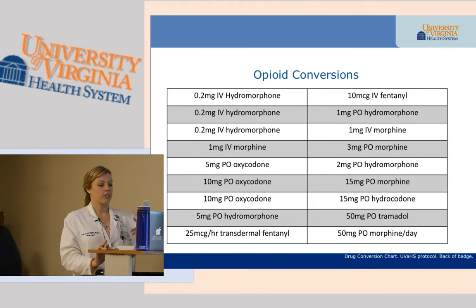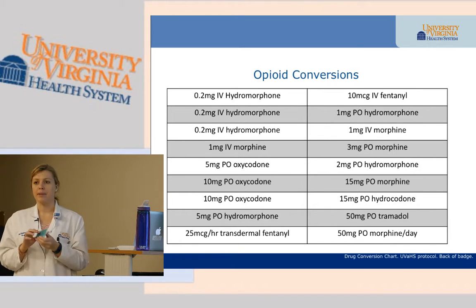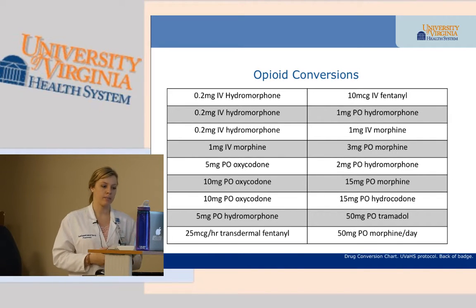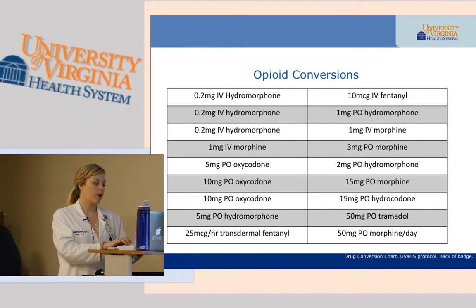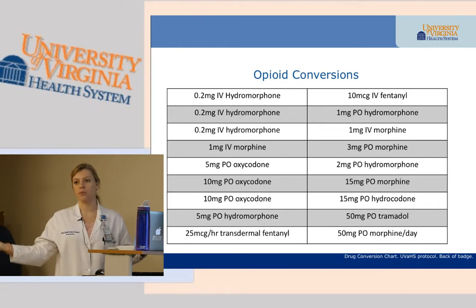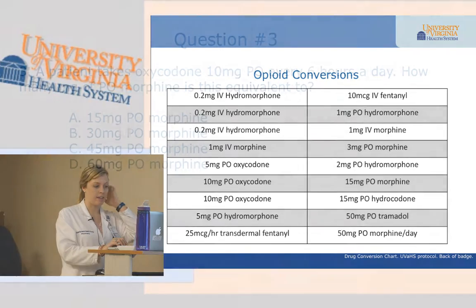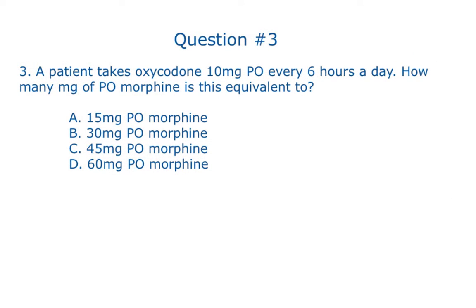So this is just a conversion chart. I just copied the one on the back of our badges here. This is another question I get from some of the techs: how do I know how much morphine equals, like, IV hydromorphone? What's the potency of each medication? So I included this just for you guys to reference. And I put in a math equation if you guys would like to do it. If not, we can walk through it together.